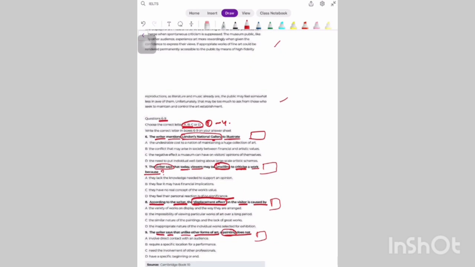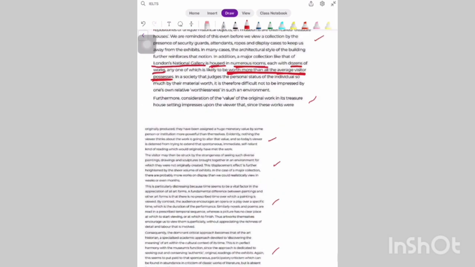So what it is talking about is not this. We'll look at the process of elimination. The need to put individual well-being above large-scale artistic schemes. I don't think so. No. Then the negative effect a museum can have on visitors' opinion of themselves. This can be considered. The conflict that may arise in society between financial and artistic value. No. This is not at all what we are talking about. The undesirable cost to a nation of maintaining a huge collection of art. Okay, let's look at the paragraph.